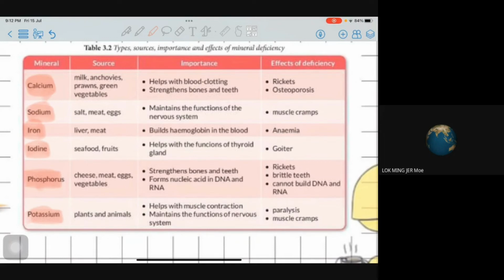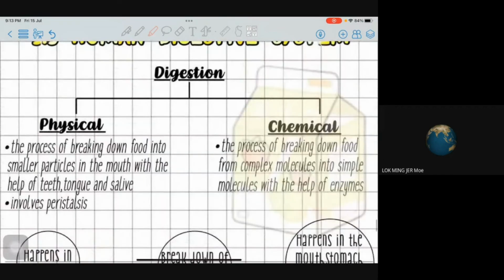Just eat normal sources of food, okay? Talking about digestion, we have both physical and chemical digestion. Physically, because you eat and chew using your mouth, teeth, tongue, and saliva, and it involves peristalsis. For chemical, it's actually inside your small intestine and big intestine, which is the process of breaking down food from complex molecules into simple molecules with the help of enzymes. So the enzyme helps us to make it smaller.